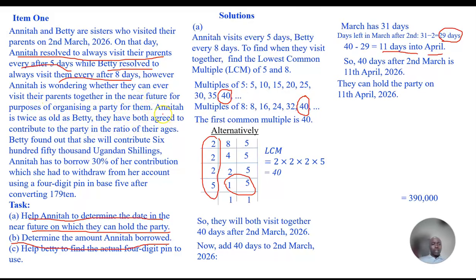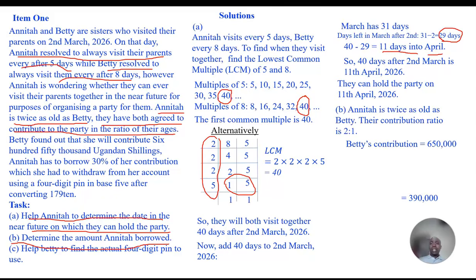Anita is twice as old as Betty. They have both agreed to contribute to the party in the ratio of their ages. Their contribution is in the ratio of their ages, and Anita is twice as old as Betty. So now we can look at the ratios. If one is twice the other, if the other one is 1, the first becomes 2. So the ratio will be 2 to 1 for Anita and Betty. Their contribution ratio becomes 2 to 1.